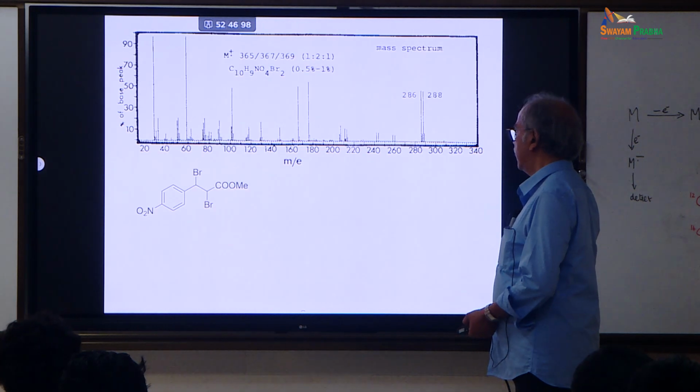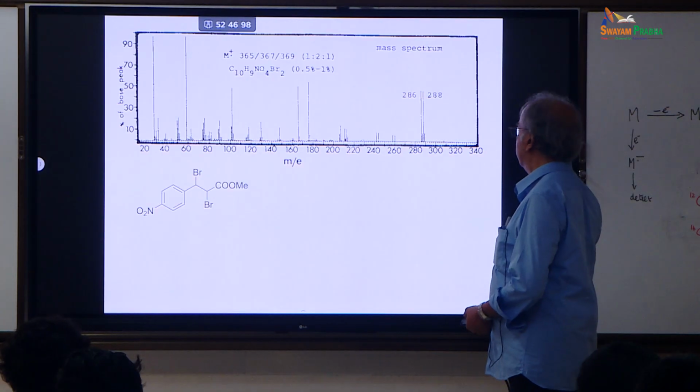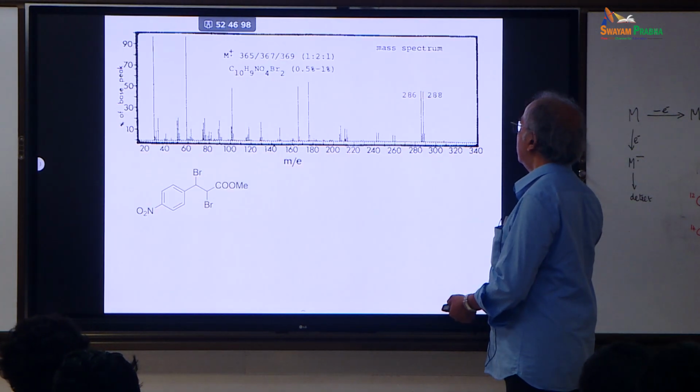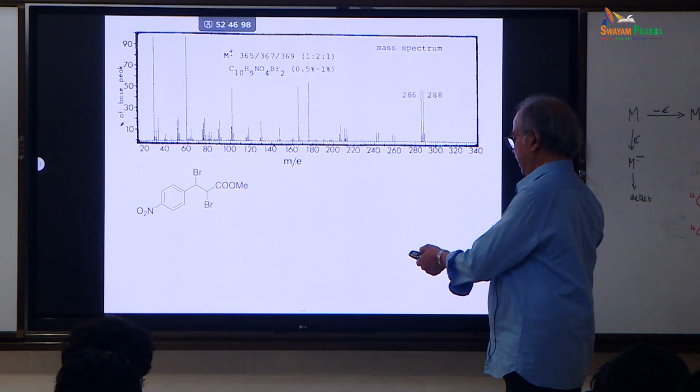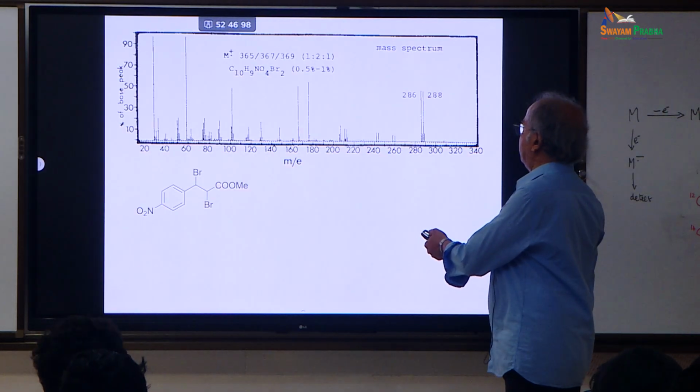Dibromo derivative. The M plus ion is given here on the top.